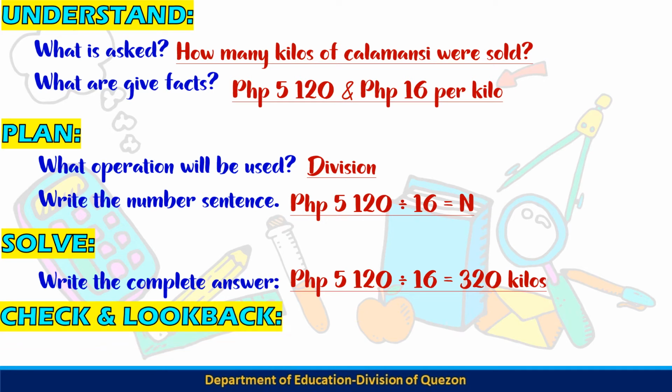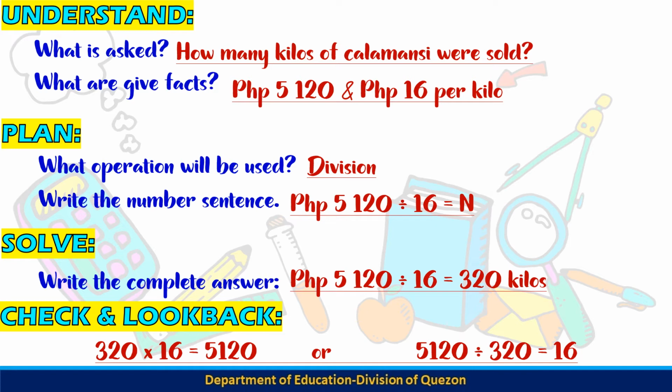Let us check and look back if your answers are correct. We need to multiply the quotient and the divisor. 320 times 16 is equivalent to 5,120, which is the same as the dividend in the given numbers. Or 5,120 divided by 320 is equivalent to 16, which is our divisor in our given numbers. So your answers are correct.